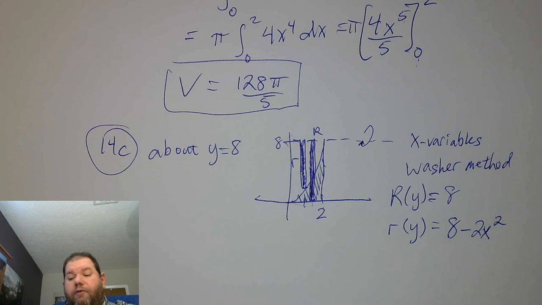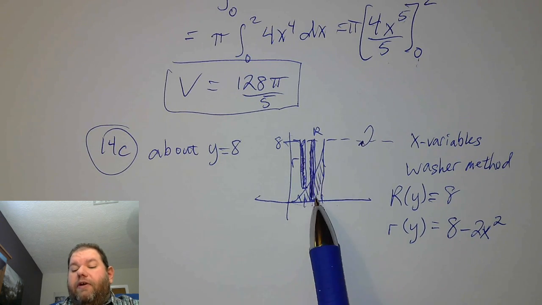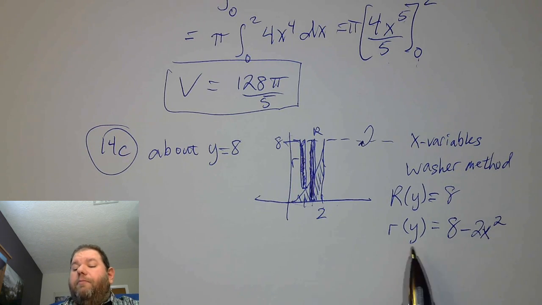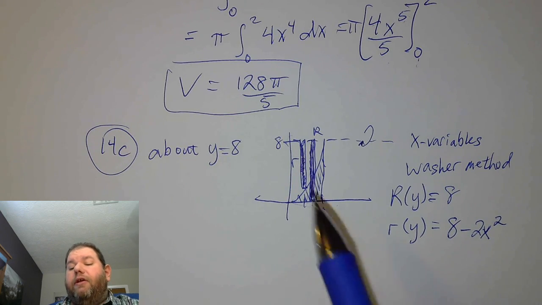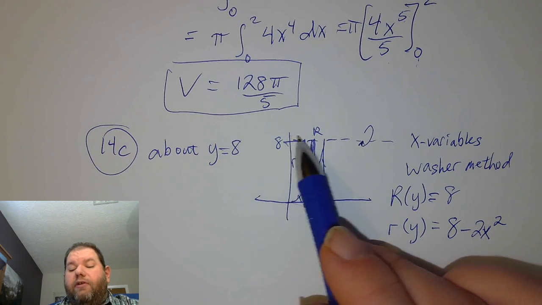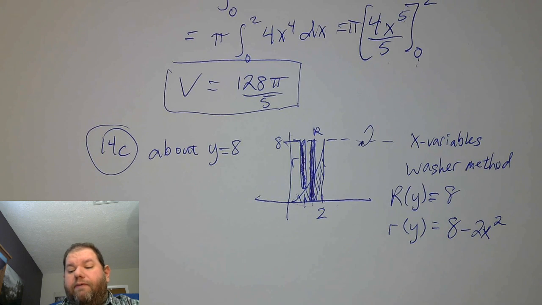This one's probably the most difficult, I think, for students to see. Because we have this strange axis of revolution, it's no longer right on the x or the y axis. So, because of that, we are going to have to shift some things around. Essentially, we can see that from this horizontal line to this horizontal line, it's a constant distance of 8. That one, I think, makes a lot of sense. But for the inner radius, the shorter radius, from the axis to the closest edge of the shaded region, it's just the top function minus the bottom function, which is 8 minus the 2x squared that forms that curve.